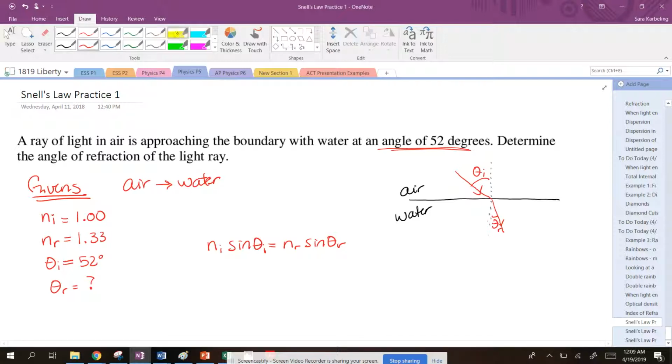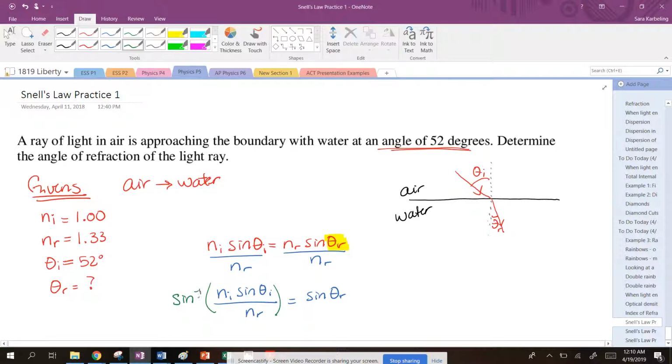We are solving for theta R. It's way over on that far side, so we just need to do some algebra to get our theta by itself. Right now we are multiplying by Nr, so we're going to divide by Nr on both sides. Then I've got Ni sine theta I over Nr is equal to sine theta R. So we're getting close. Remember, to undo multiplication, you divide. To undo the function of sine, you just do the inverse of sine. We've done this, but it's been a while, and if you haven't done it in math lately, it may not feel natural to you. So just a friendly reminder that that's what we're doing.